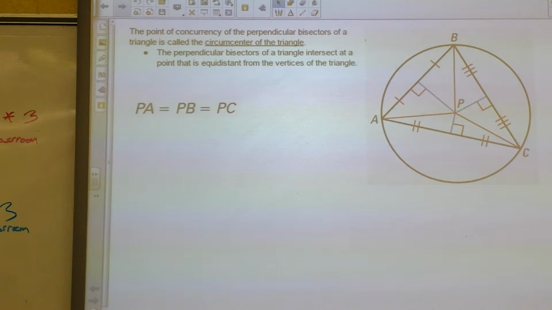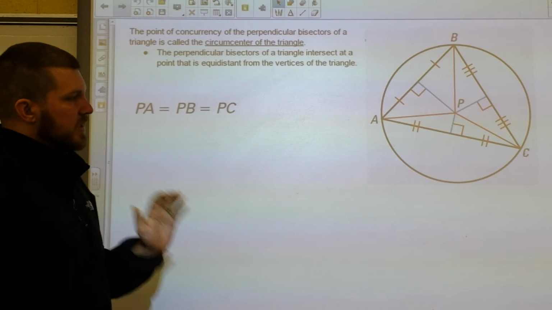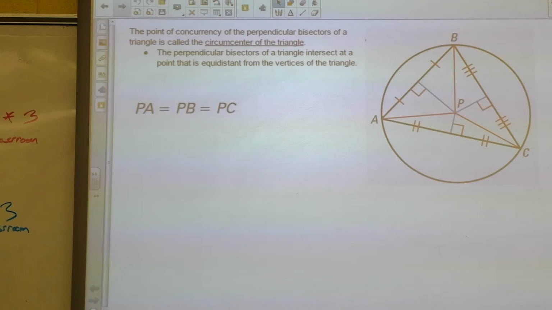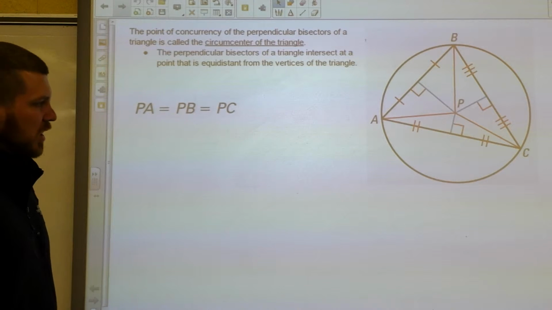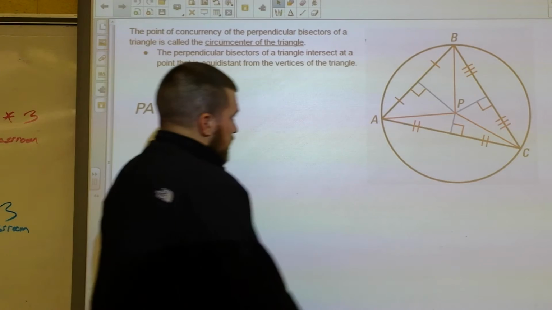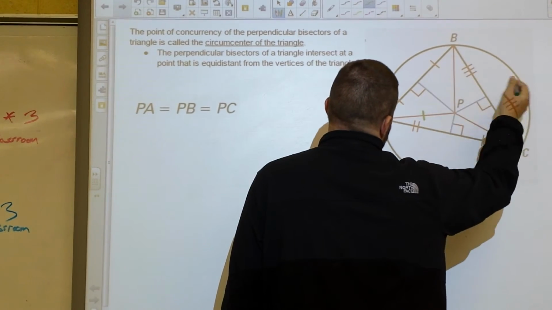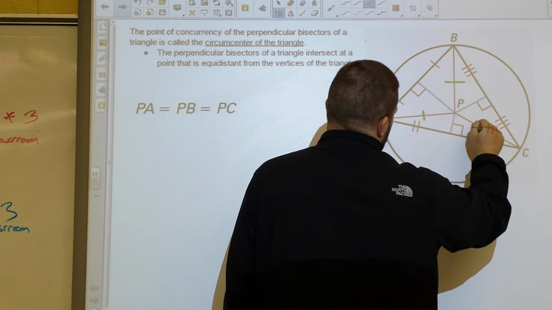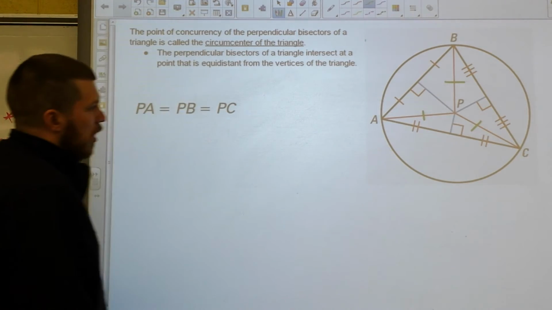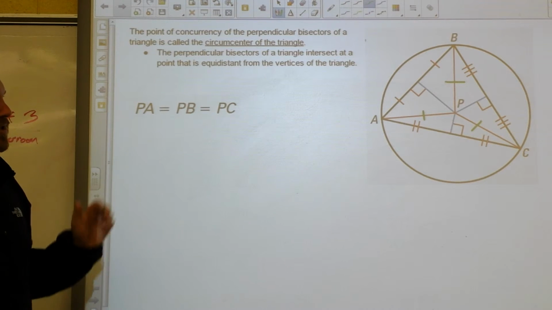The point of concurrency of the perpendicular bisectors of a triangle is called the circumcenter. So when we're talking about circumcenter, we're talking about perpendicular bisectors. The perpendicular bisectors of a triangle intersect at a point that's equidistant from the vertices of the triangle. So what that means is here, PA is congruent to PB, which is congruent to PC. Those three segments are all the same length because point P is the circumcenter of the triangle.